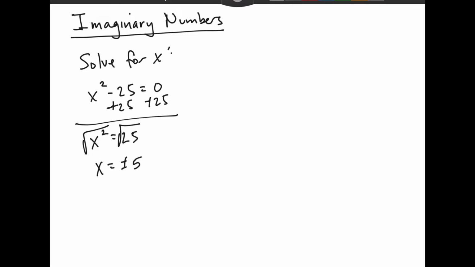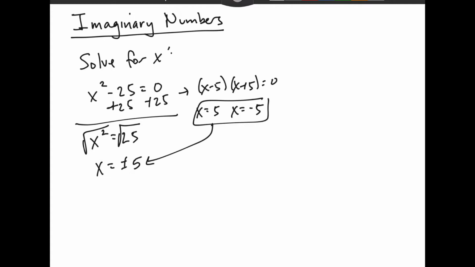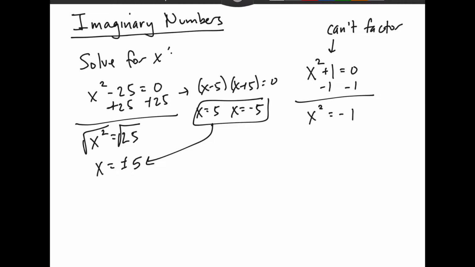You can also factor this if you want: x minus 5, x plus 5 equals 0. You solve it, you get x equals 5 and x equals negative 5, which is the same answer as you have there. Now let's say I gave you x squared plus 1 equals 0. Well, this one you can't factor. So if we subtract 1 from both sides, x squared equals negative 1.